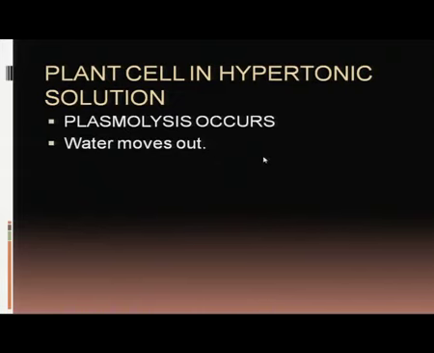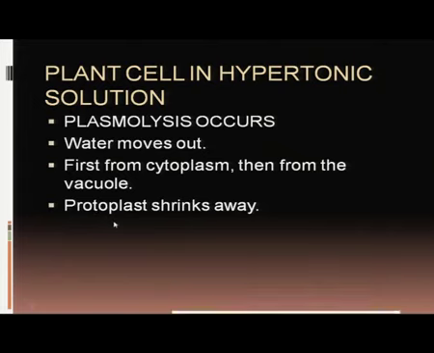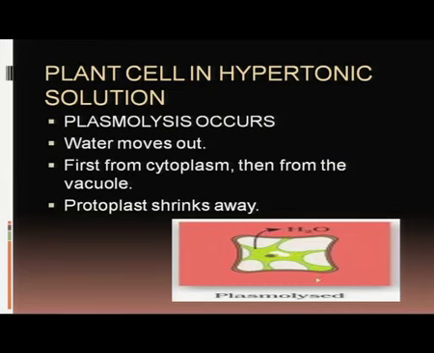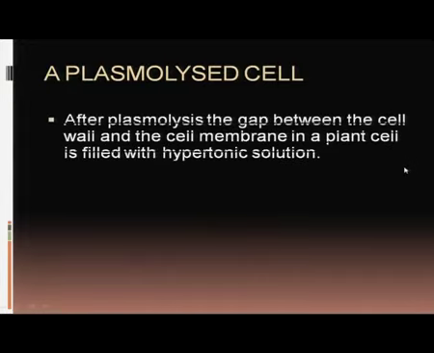Remember, the animal cell would have become shriveled or shrunken, but since there is a cell wall in plant cells, they do not shrink. The water moves out from the cytoplasm and then from the vacuole also, since the cell wall cannot shrink, but the protoplasm can. So, the protoplasm shrinks away, and this is how a cell looks when it is plasmolyzed. The solution here must be hypertonic, that is why the water has been drained out. Let us have a look at the plasmolyzed cell.